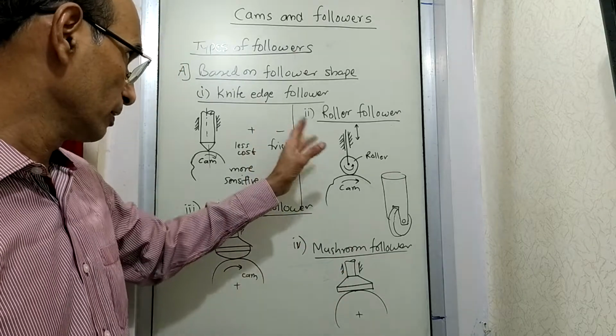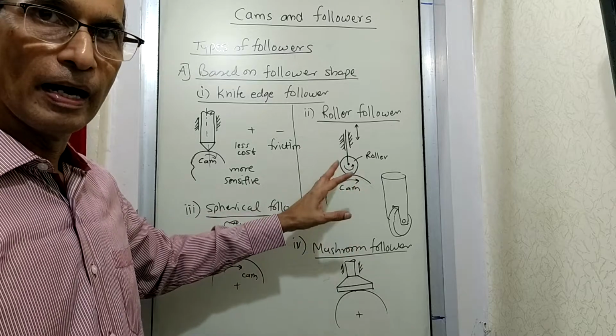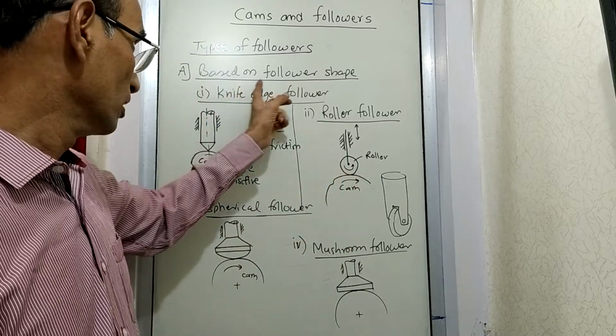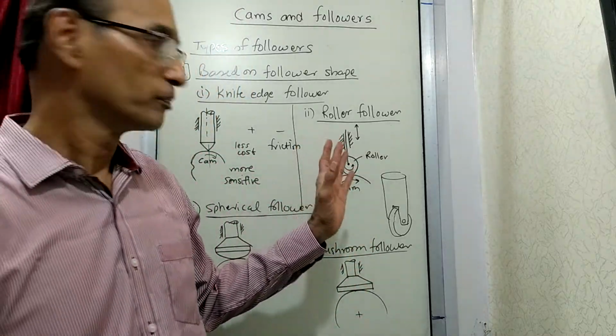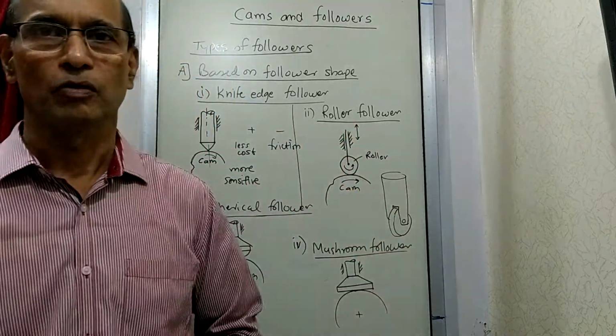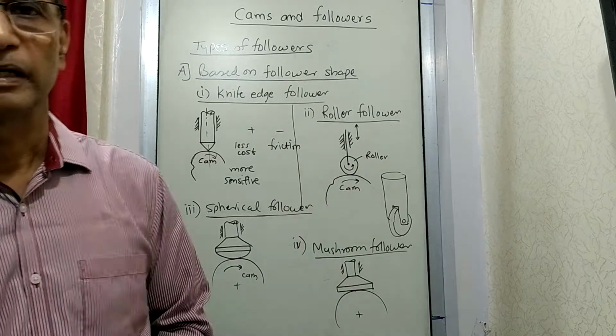So we are seeing different types of followers, and they are the followers if the shape is the criteria. So if you want to classify them according to the shape, then these are the 4 types of followers. You can draw these sketches, then we will take up the next part.